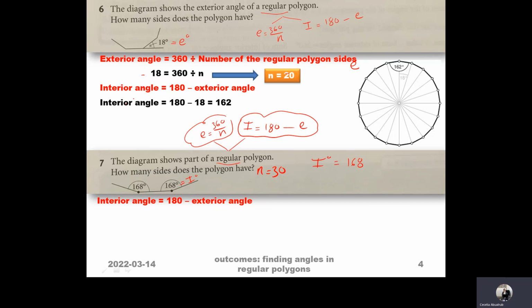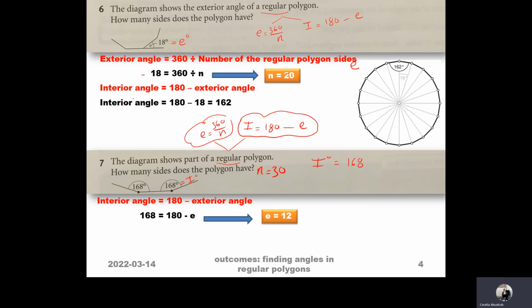All right, so we're going to say that the formula states that I is equal to 180 minus E, and I in the question, as per the drawn diagram, is equal to 168. So we're going to replace the interior angle I by 168 is equal to 180 minus E. And then we're going to apply opposite operations to calculate for E. So we're going to subtract 180 from both sides of the equal. So E will come down to 12.